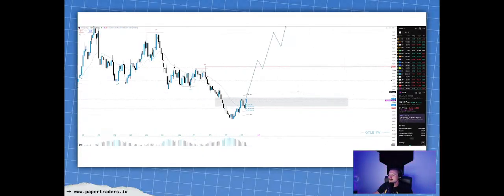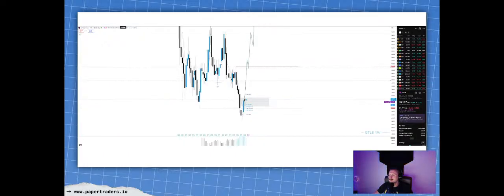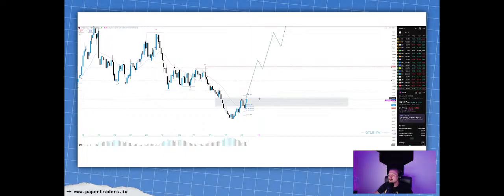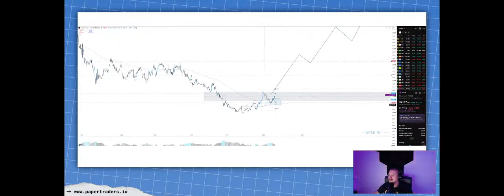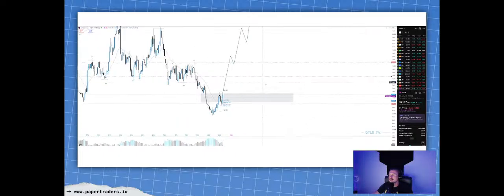GitLab, GTLB. This one's looking awesome. With the monthly, would love to see a good continuation on it. We are a little flat, but I like the weekly. Just need to get above this monthly fair value gap for a good continuation here. On the daily, I believe we got nice CISDs here. Retested that out of the OTE. Nice continuation here.